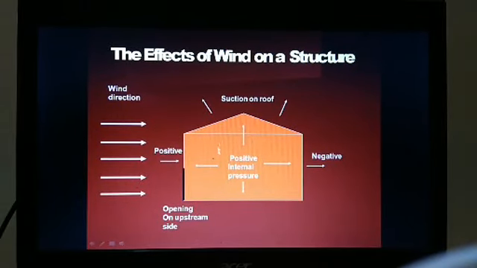And this is the positive internal pressure which develops inside the building, and there will be uplift wind pressure which acts from the downwards direction of the roof truss. And this is a suction on the roof.